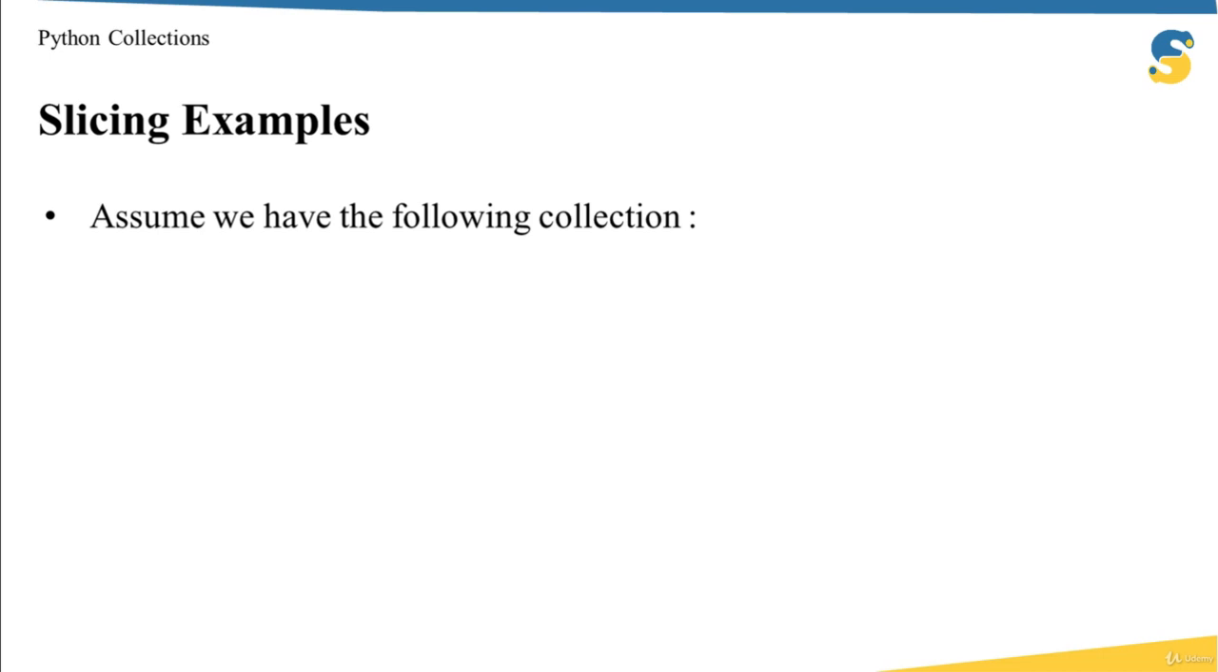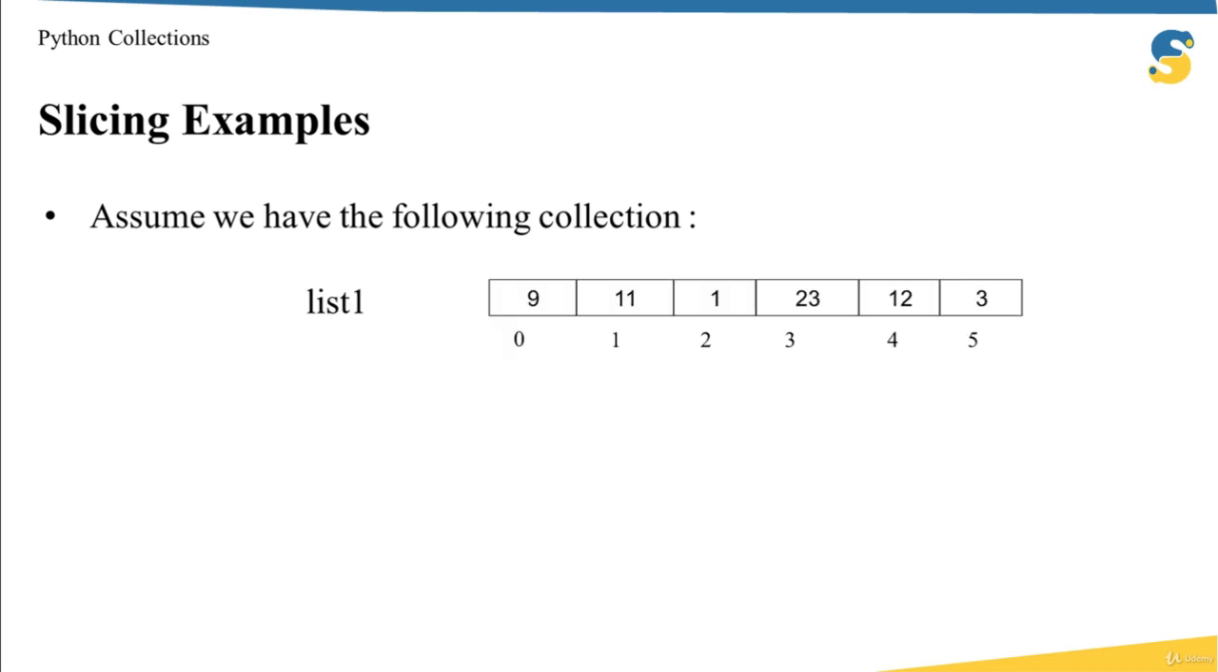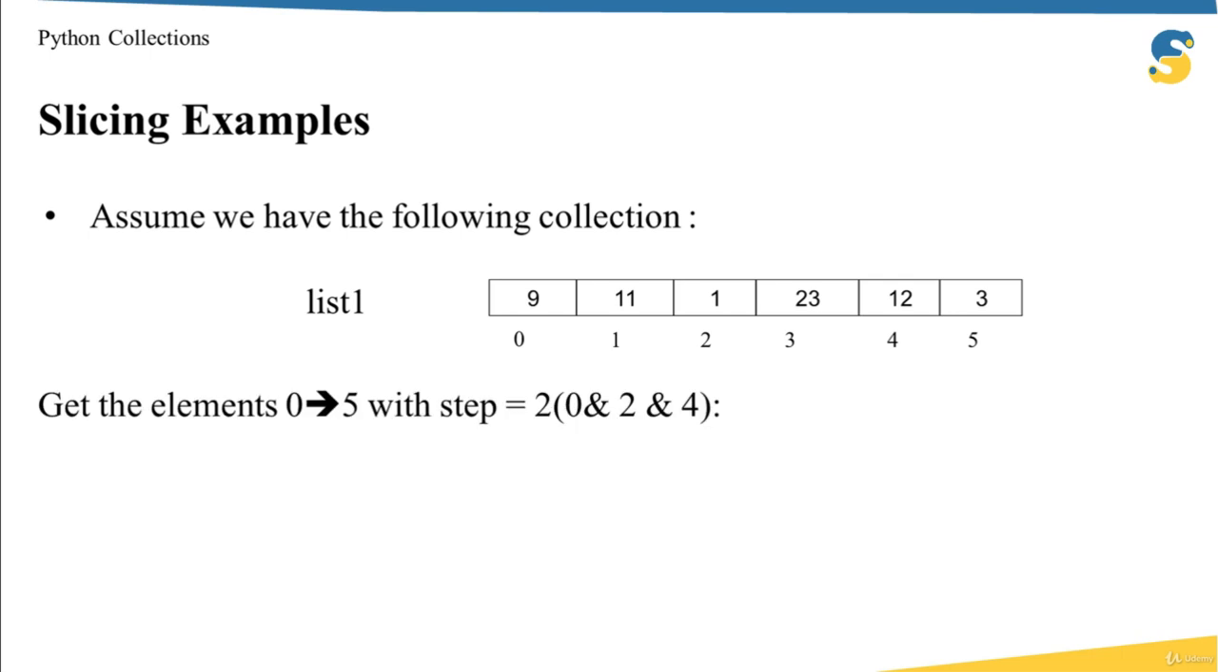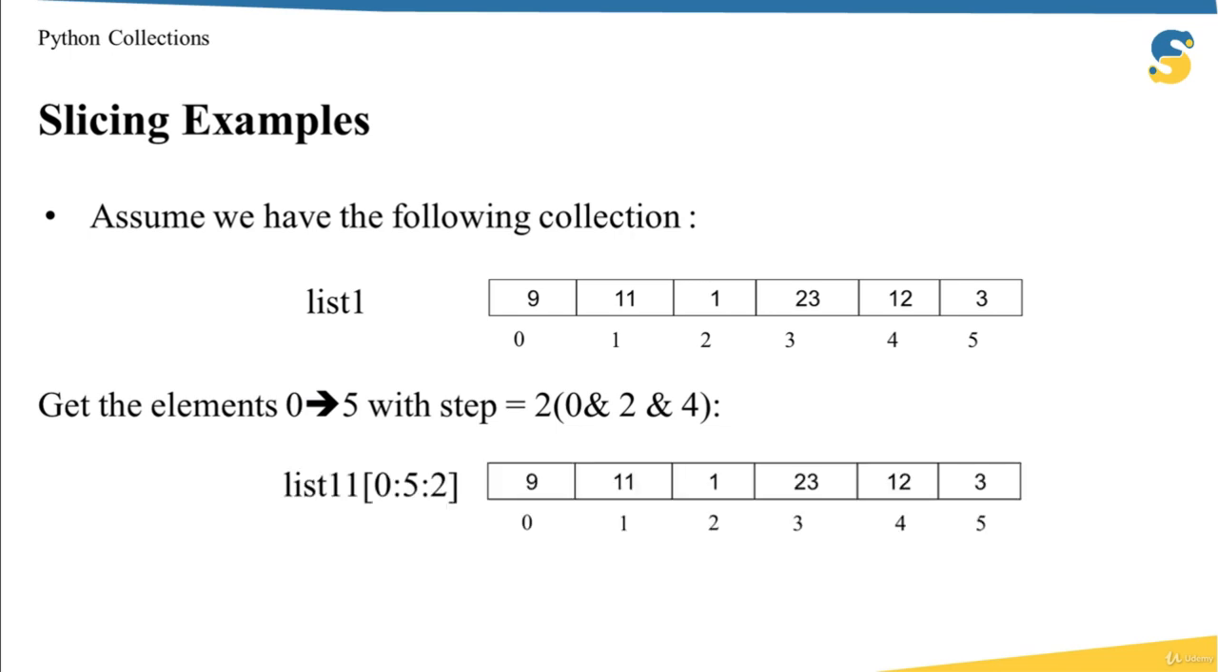The last example about slicing, let me assume I have this collection, and in this case I'm going to use positive indexing. Now let's say I want to get the elements from 0 to 5, but I don't want all of the elements. I want to move by step of 2. In this case, I will say give me list1 from 0 to 5, which means from beginning to the end with the step of 2.